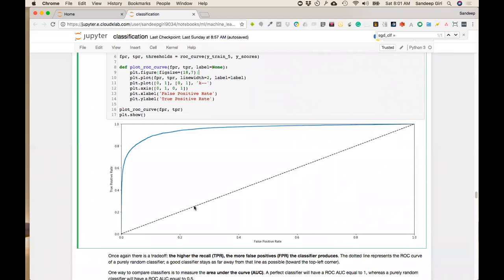Sorry, Kamal. I think I missed your question. Before I proceed, a question from Kamal was, I have a question about something a little earlier. Please explain this step: y_scores equals sgd_classifier.decision_function. Here we are basically computing the score, how well some digit is matching with 5.